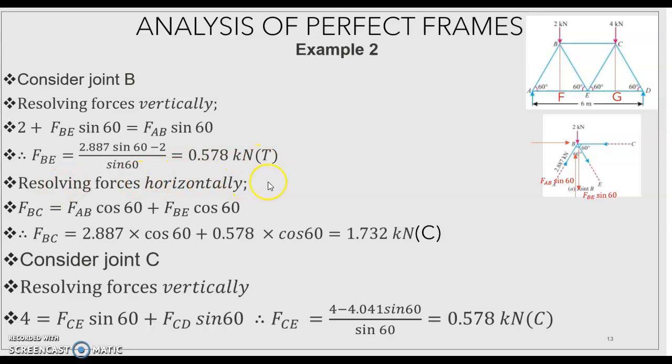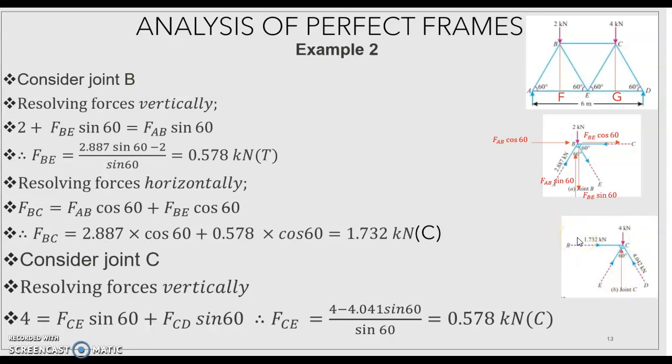Then resolving the forces horizontally. Horizontal forces: FBC is horizontal, and the horizontal component of AB is FAB cos 60, and the horizontal component of BE is FBE cos 60. These two forces are towards the right and FBC is towards the left. So FBC is equal to FAB cos 60 plus FBE cos 60. So FBC is equal to 1.732 kilonewton compression.